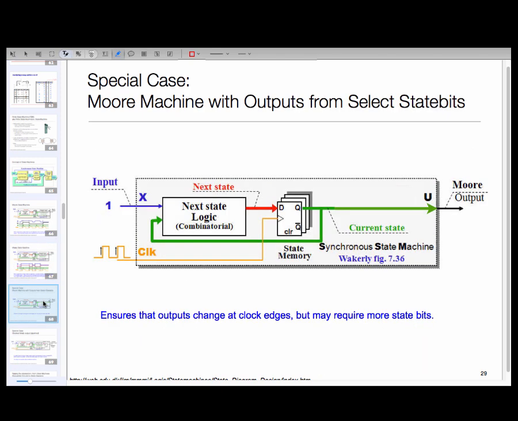There are special cases which still fall into the same category, but I wanted to show them sometimes. So sometimes you will see a machine like this, where output comes directly from the state. So there is no combinational logic in between. This is just a special case of Moore machine. It just so happens that the combinational logic is an identity function. So in this case, some of my state bits are also my output bits. But it's basically just a special case of Moore.